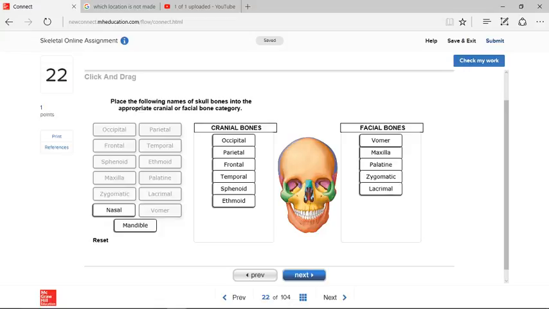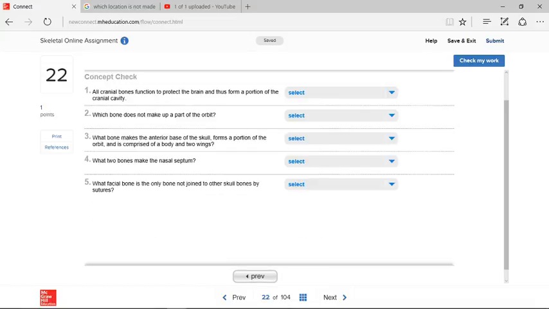Mandible, that is below the teeth. You actually got 32 teeth. Fun fact right there. Mandible, that's a facial bone, right? You look at people, wow, you got a nice mandible. Dang right. Nasal bone, all people have different noses. It's just a fact. That's a facial bone. All cranial bones function to protect the brain and thus form a portion of the cranial cavity.